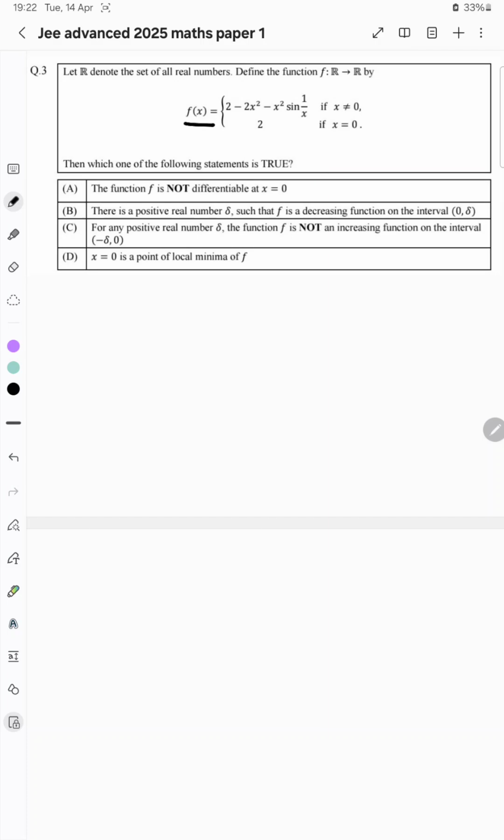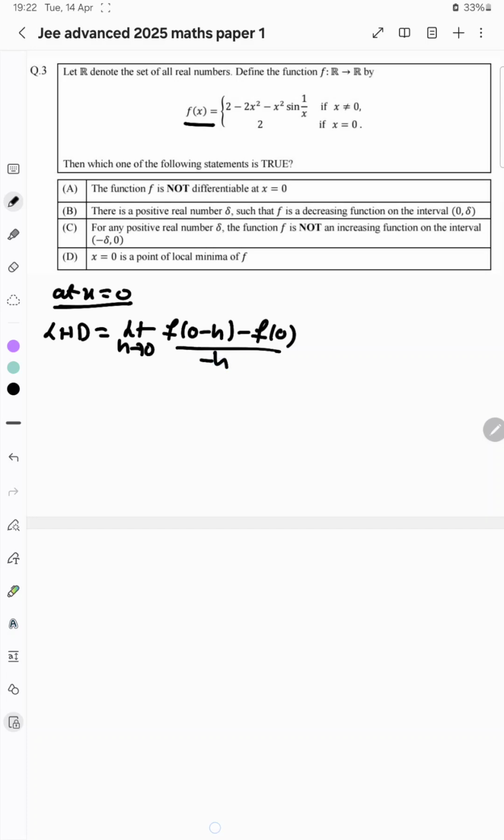Here the first option is about differentiability of the function at x = 0. So we can check it first, only at x = 0, whether it is differentiable or not. The left hand derivative formula is limit h tends to 0, [f(0 - h) - f(0)] / (-h). That means, 0 minus h, so minus h if we substitute, this is the function we should take. When you substitute in the place of x as minus h, what happens?